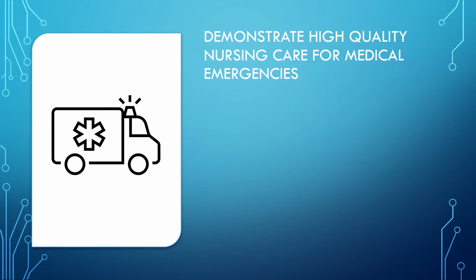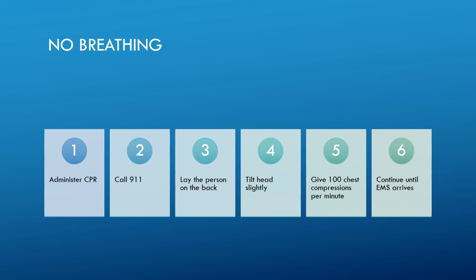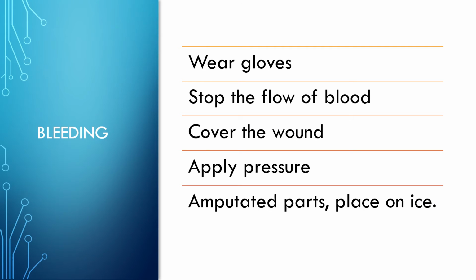Demonstrate high-quality nursing care for medical emergencies. If someone is not breathing, administer CPR. Call 911, lay the person on the back, tilt head slightly, give 100 chest compressions per minute, and continue until EMS arrives. Bleeding: you should wear gloves, stop the flow of blood, cover the wound, apply pressure, and any amputated parts place on ice.